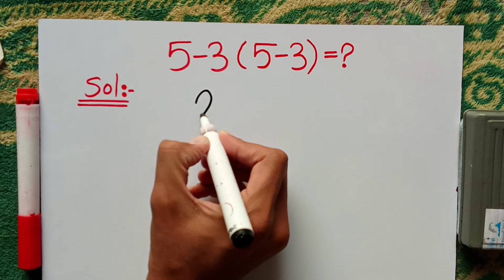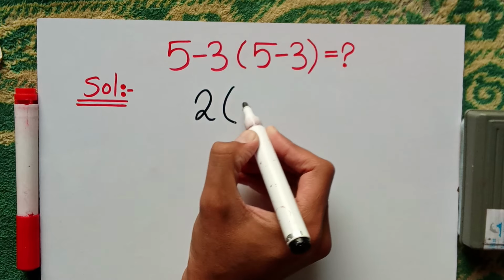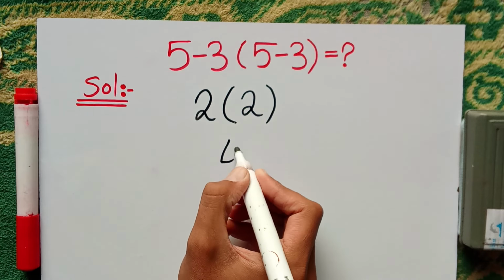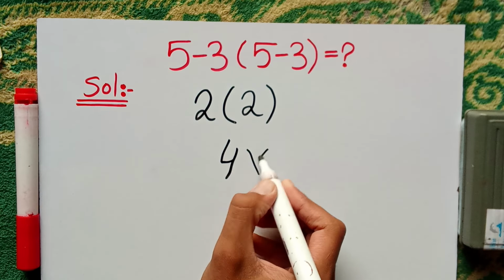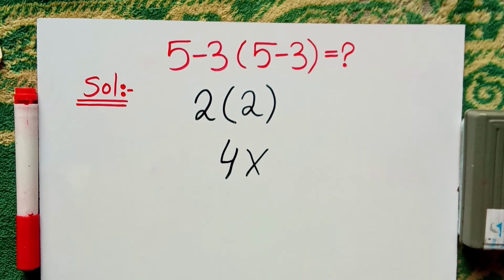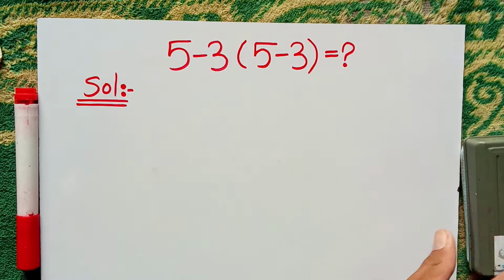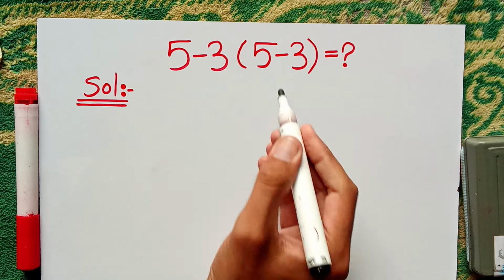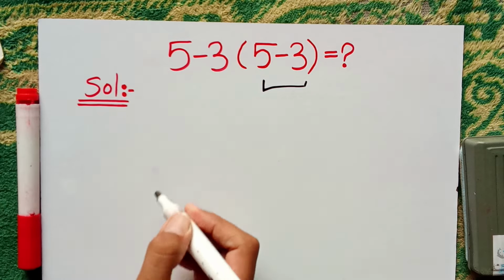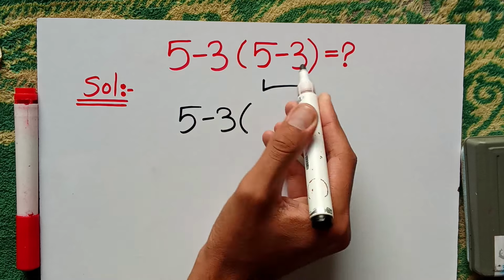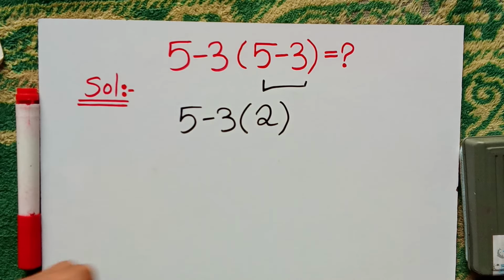5 − 3 equals 2, (5 − 3) again equals 2, and 2 times 2 equals 4. But this answer is absolutely wrong, because of the order of operations, which is called the PEMDAS rule. PEMDAS says that firstly we solve parentheses, so 5 − 3(5 − 3) becomes 5 − 3(2).